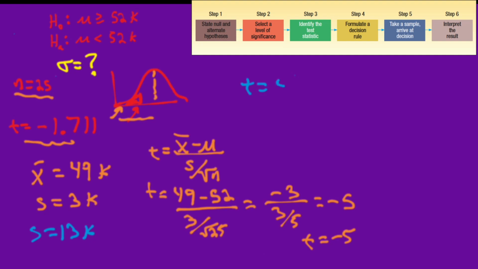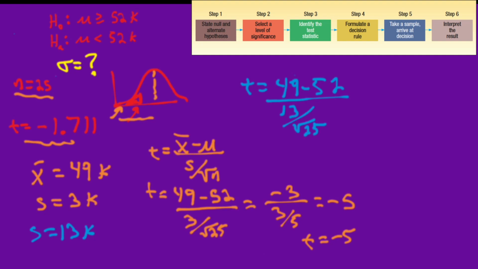We would have the same 49 minus 52, but of course when we increase S, our estimate for standard deviation of the population, we're also increasing the standard deviation of that sampling distribution. So we'd be more likely to find a sample mean down near 49,000. So let's see if this would in fact have triggered falling into the rejection region.